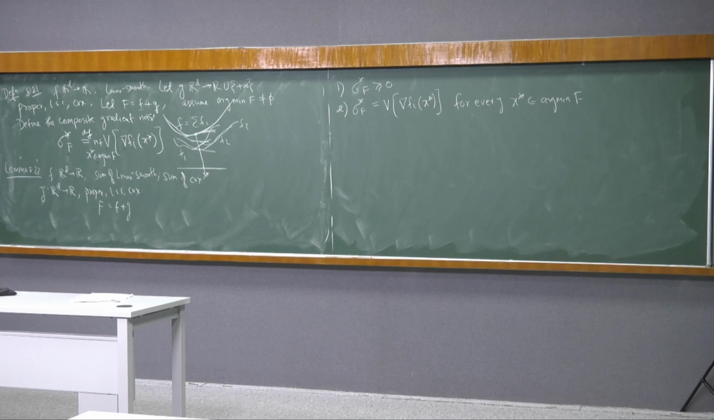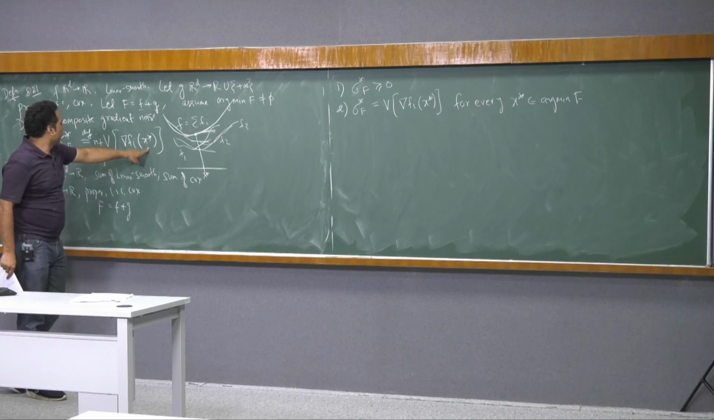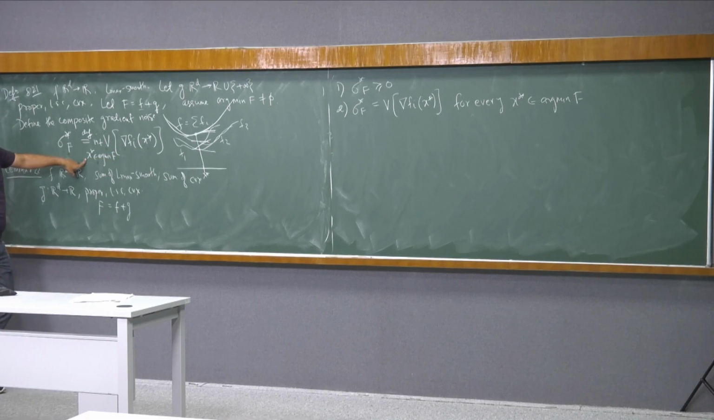I mean, this result seems to be interesting because sigma star F we defined to be the variance of grad Fi x star, and we are looking at the infimum over all possible x star. But then the second point says that sigma star is actually equal directly to the variance, not even looking at the infimum of those. It's like for every x star, sigma star F is equal to the variance. So that's interesting. Okay, so we will prove this.